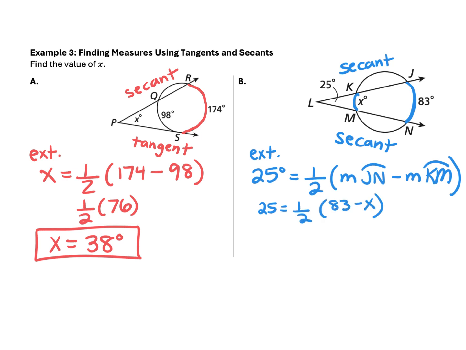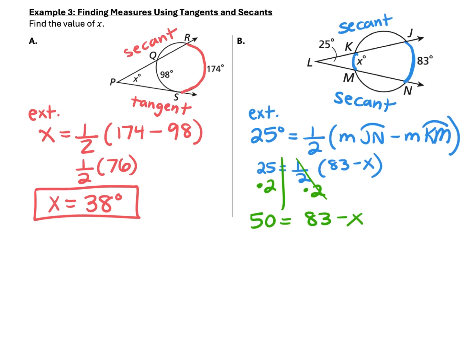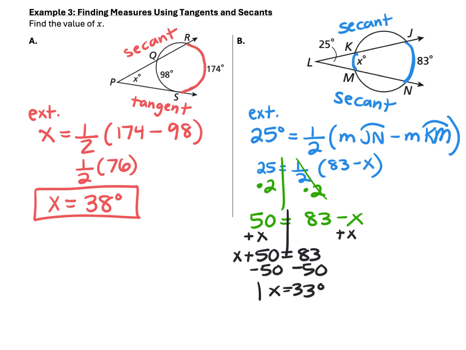To clear the half, you can multiply each side by 2. And that'll give us 50 equals 83 minus x. Half times 2 is 1, and multiplying by 1 doesn't change anything. So from here on out, we can just solve this by doing some basic algebra. I'm going to move the x to the other side by adding x. So x plus 50 is equal to 83. And then we can subtract 50 from 83 to give us x equals 33 degrees.